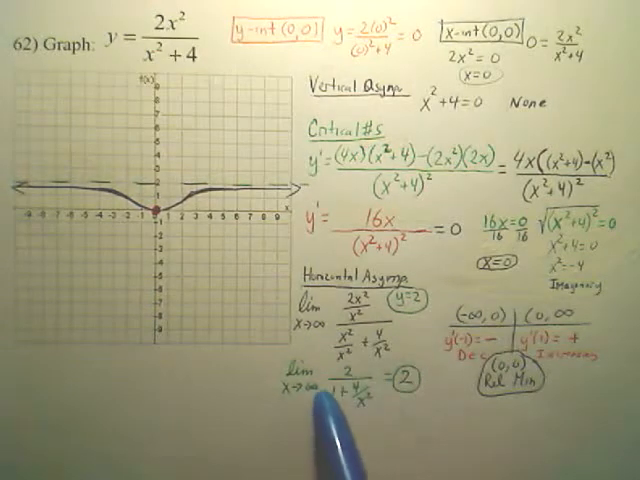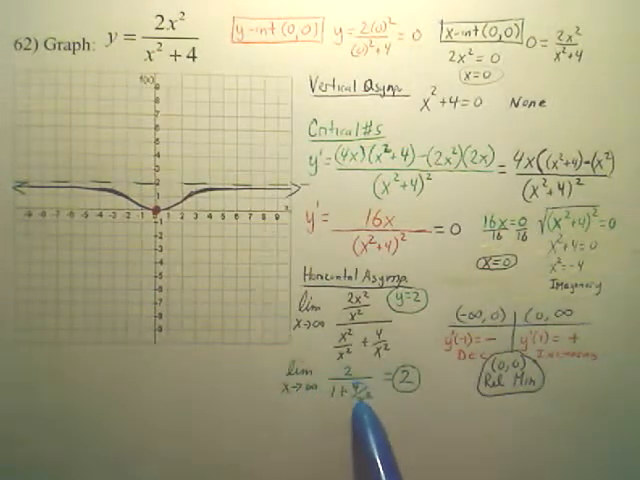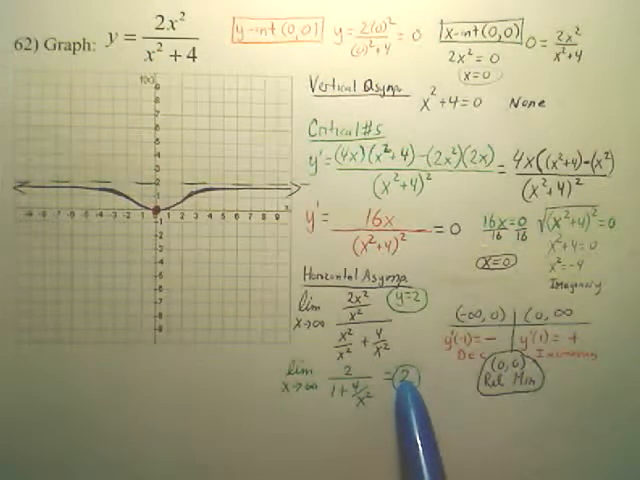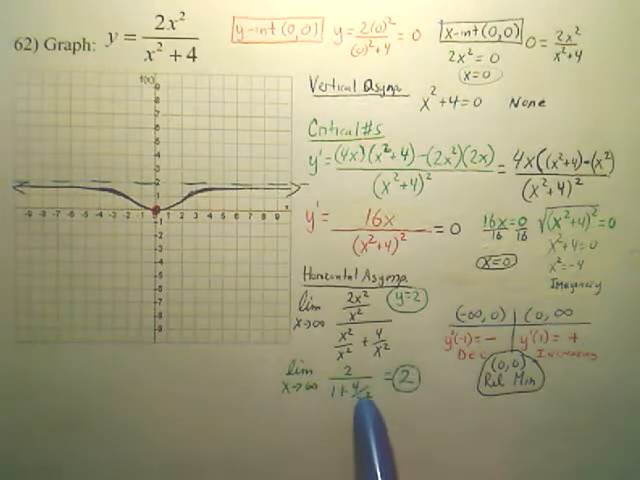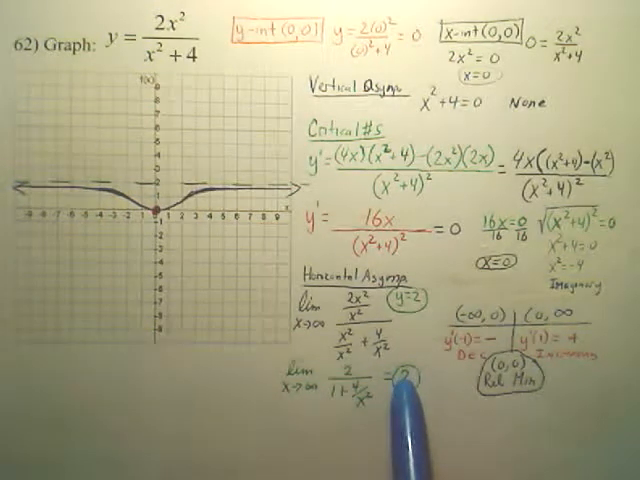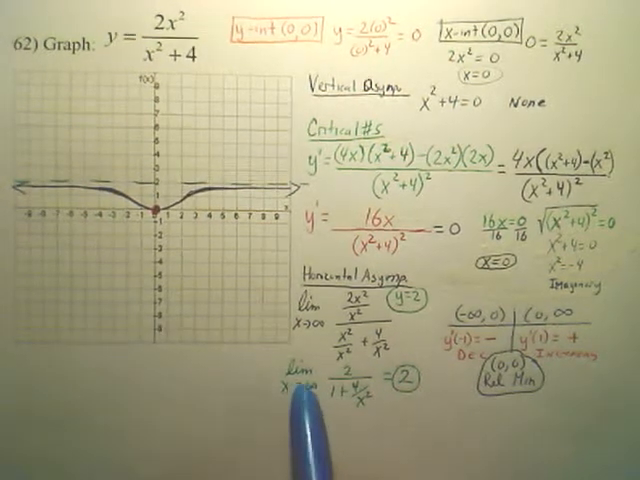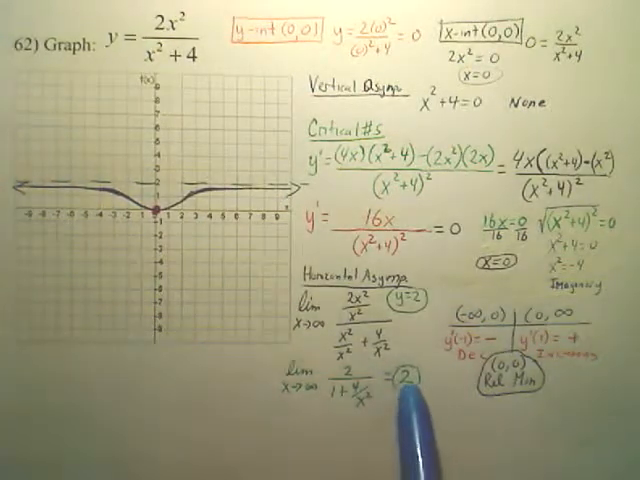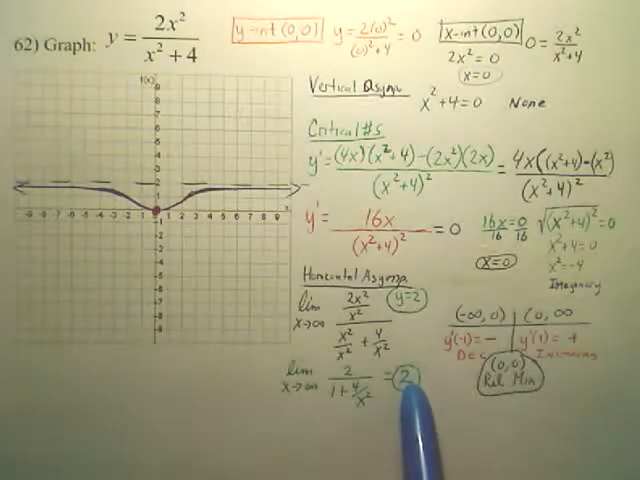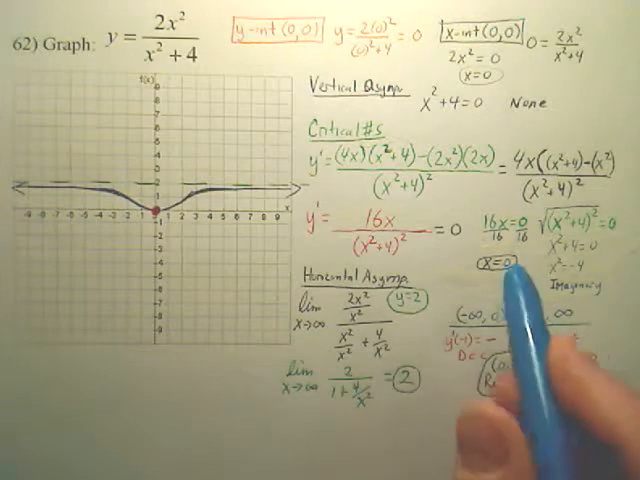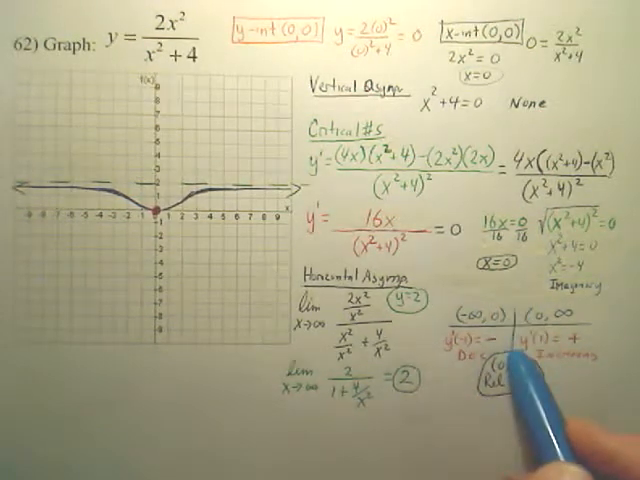Then where did I get 2 from? When you plug infinity in, 4 over infinity squared is 0. 2 over 1 is 2. So as x approaches infinity, you get 2. Now, if you plugged in negative infinity, you would also get 2. So you also want to plug in negative infinity to make sure the negative infinity side is the same output.